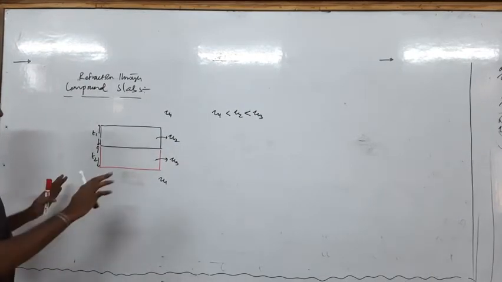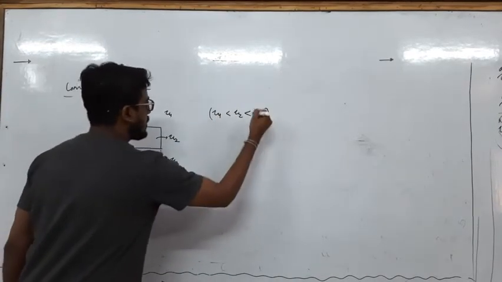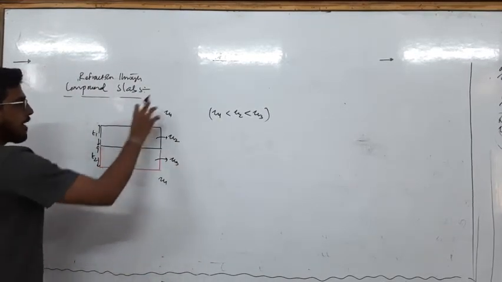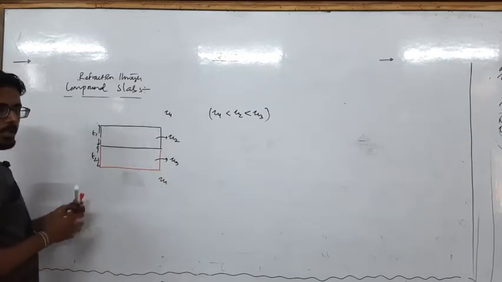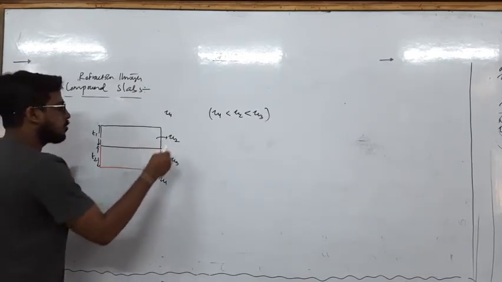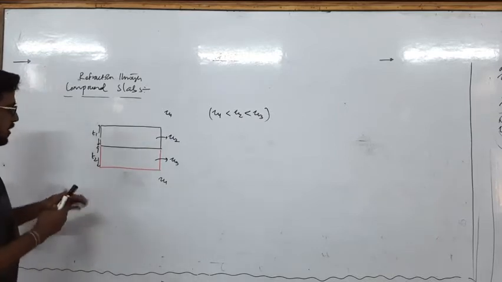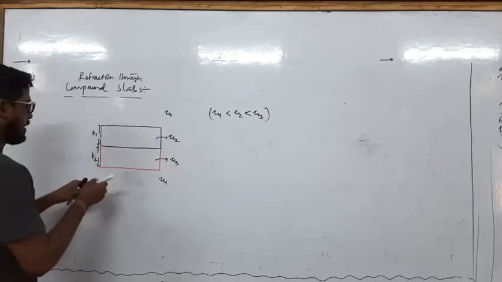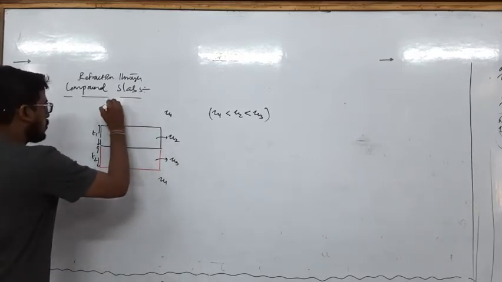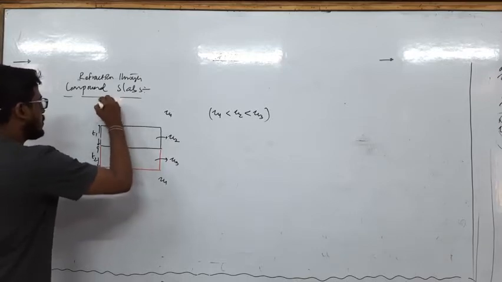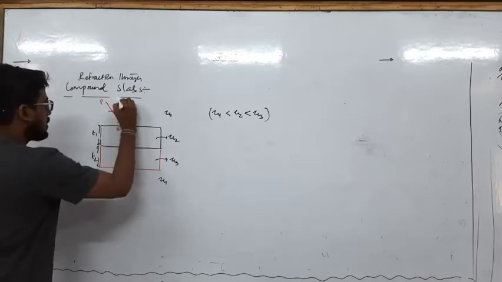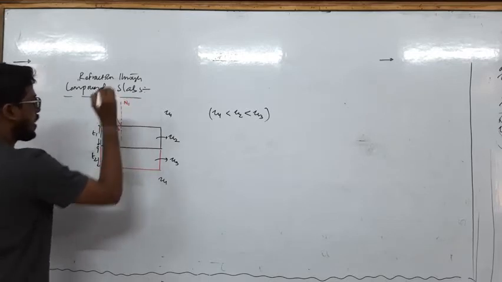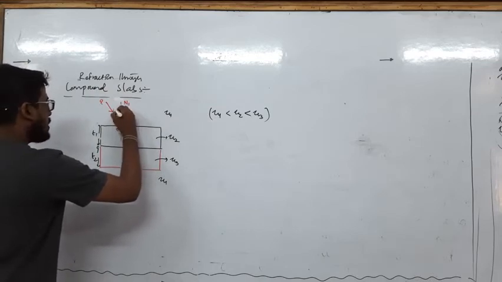Clear? So there are two glass slabs with refractive indices mu2 and mu3, surrounded by a medium having refractive index mu1, and the thicknesses of the two slabs are T1 and T2. Now we have to consider an incident ray which travels along this direction. Let the incident ray be PQ, and this is the normal at the point of incidence. Let it be N1, and here the angle of incidence will be I.